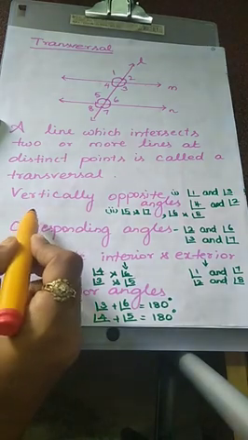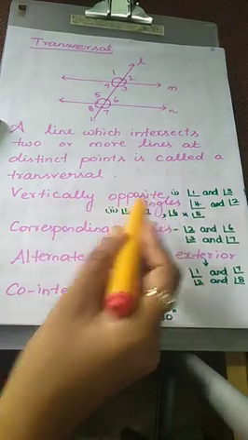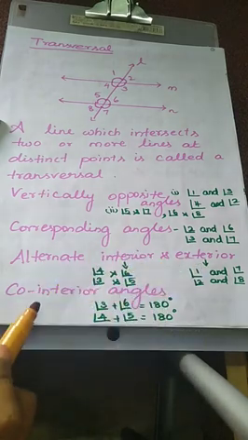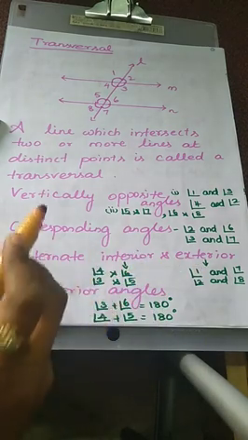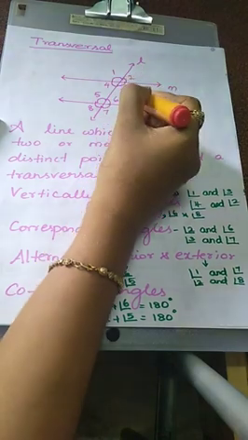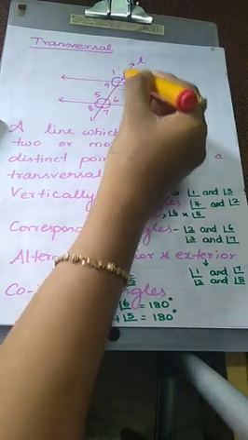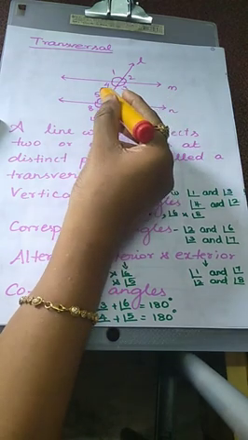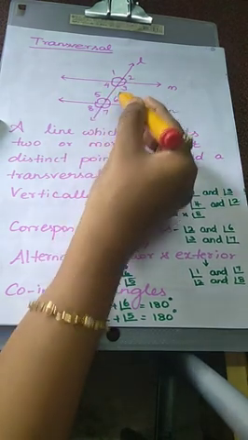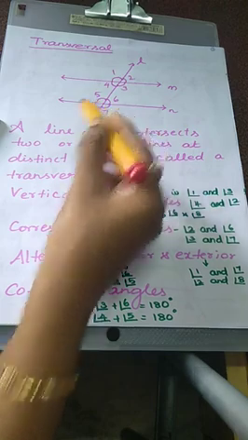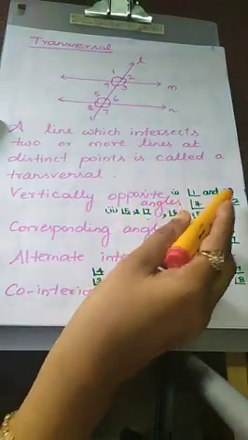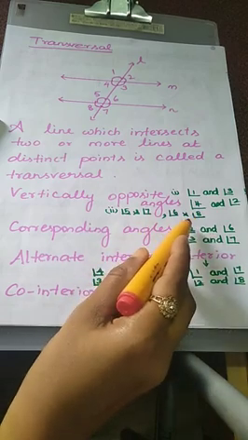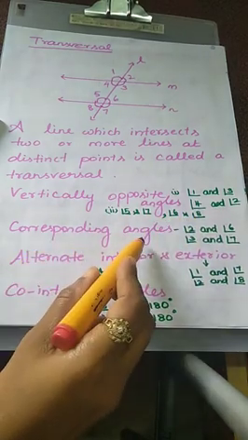Now we get some conditions: vertically opposite angles, corresponding angles, alternate interior and exterior angles, then co-interior angles. Actually, vertically opposite angles are equal. Angle 1 is equal to angle 3. Angle 2 is equal to angle 4. Angle 5 is equal to angle 7. Angle 6 is equal to angle 8. Vertically opposite angles are 1 and 3, 4 and 2, 5 and 7, 6 and 8. These angles are equal.